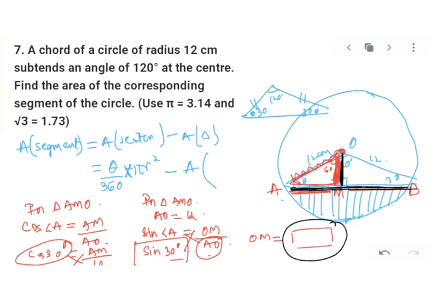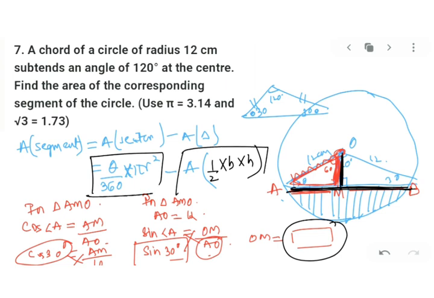Once you have both the things, your base is available with you, your height is there, the area of the triangle you can write as half base into height. Got my point clear? So once you find the sector area and the triangle area, you will get the area of the minor segment. Is it easy?